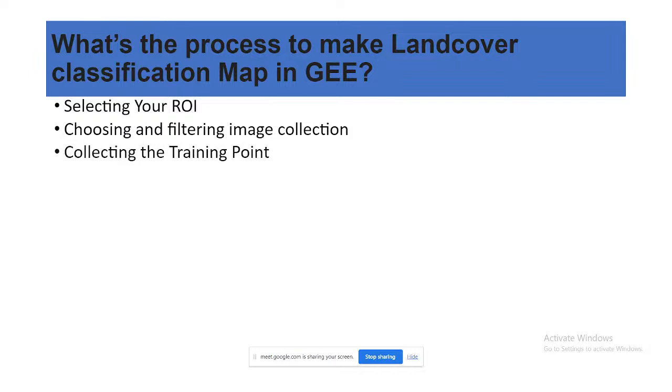Then you have to collect the training points. Okay, at this time we are using the supervised machine learning method, so that's why we also need to add some training points. Suppose you want to make the classification for water body, cropland, built-up area, and vegetation, then you have to collect some training points according to your classes. After that you need to merge all of the training points together and make one collection.